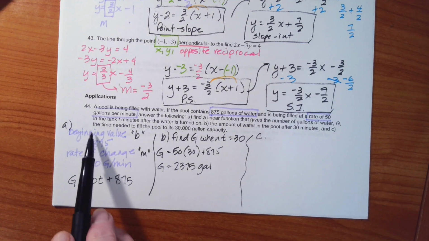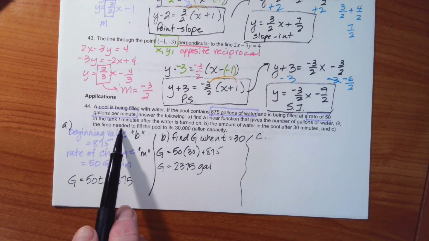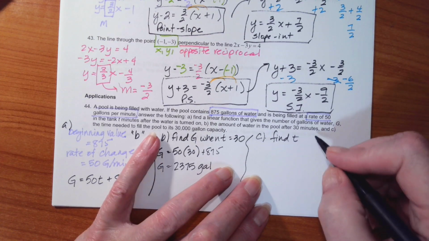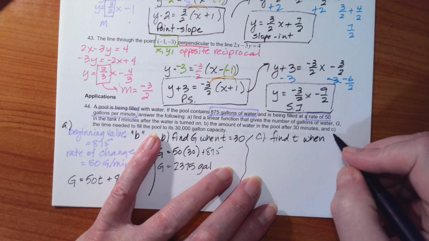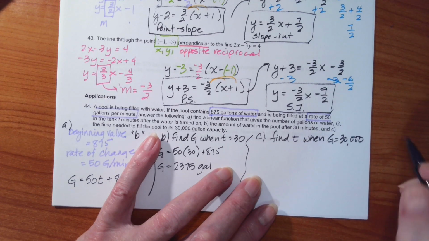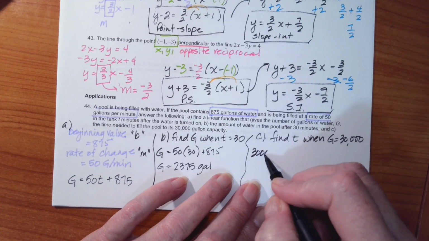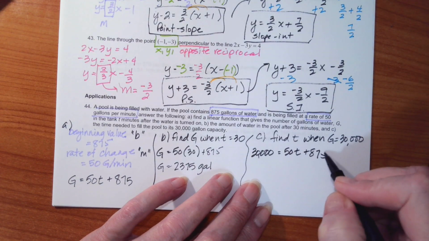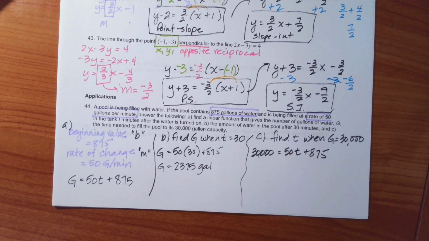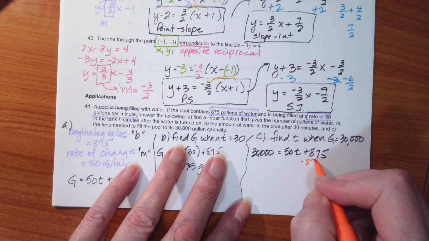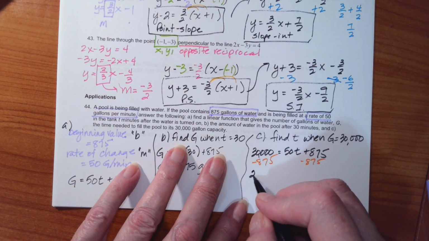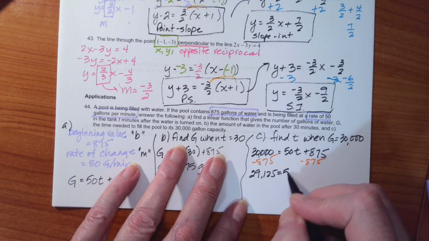Okay, so part C, it says find the time. So find T when G is 30,000. So 30,000, let me make sure I've got enough zeros in there, is 50T plus 875. Okay, so I'll subtract 875, and that gives me 29,125 is equal to 50T.